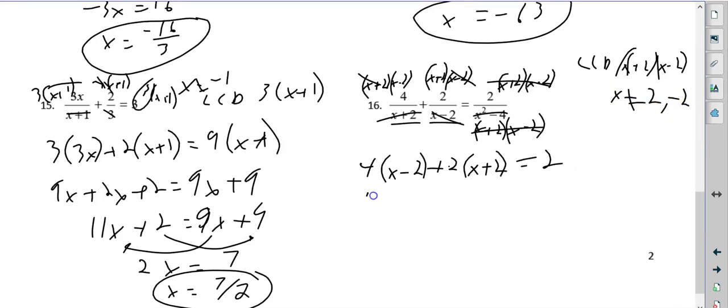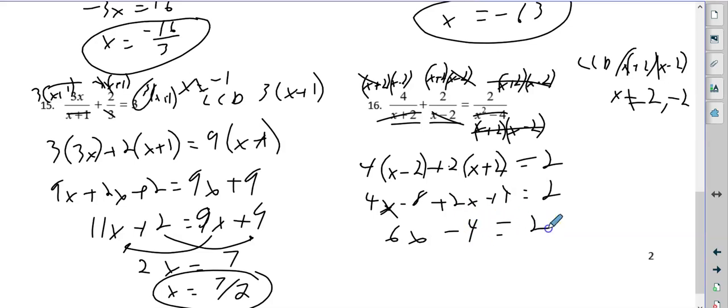So what I have when I distribute, 4x minus 8 plus 2x plus 4 equals 2. I join like terms. 4x plus 2x is 6x. Negative 8 plus 4 is negative 4 equals 2. Add 4 to both sides. I get 6x equals 6. Divide by 6. X is 1. No fraction. Doesn't matter. Not 2 or negative 2, so I'm good to go.